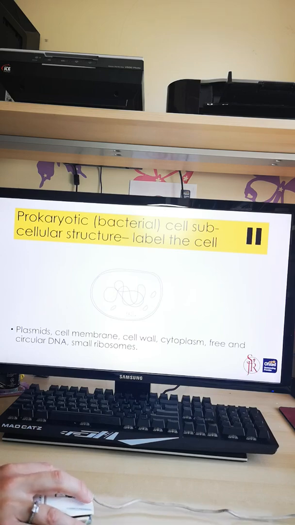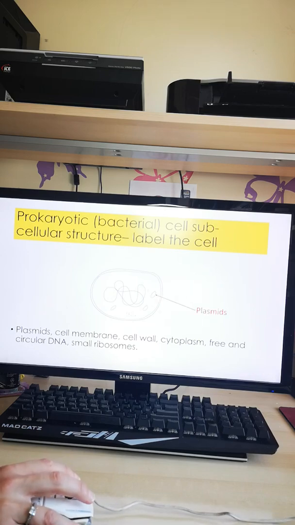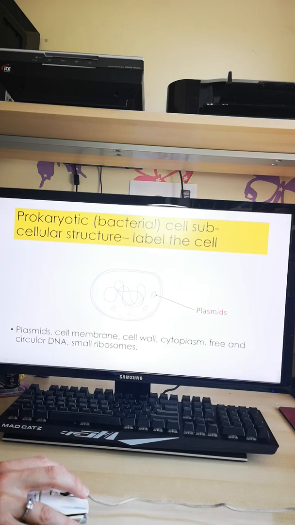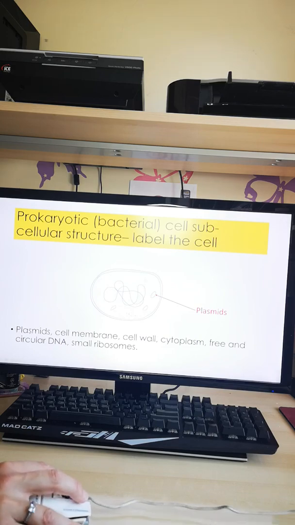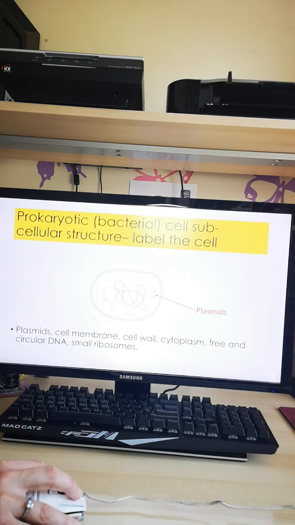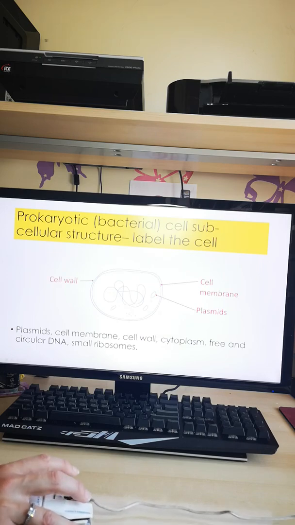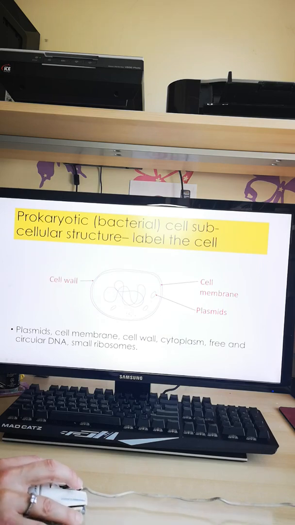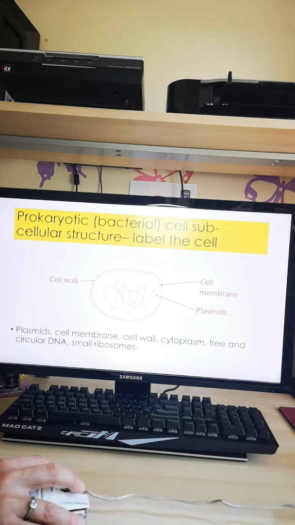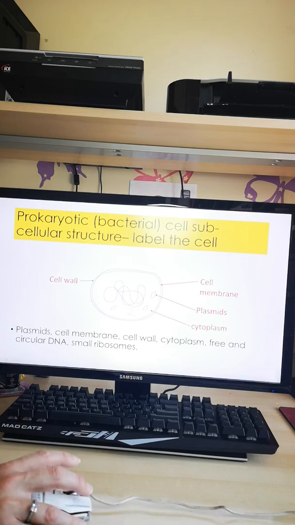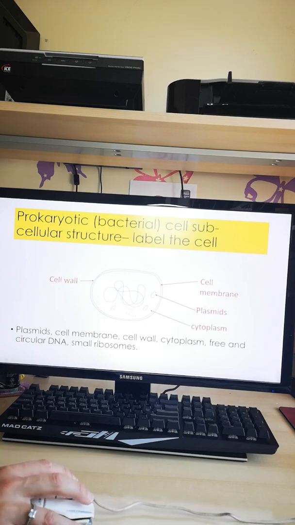Okay, so plasmids, first of all, are the small circular DNA molecules free in the cytoplasm of the bacterial cell. Cell membrane, again, is the inner boundary. Cell wall, the outer boundary. This time it doesn't contain the cellulose. The cytoplasm, again, is the space between structures. That's where we're going to label that.